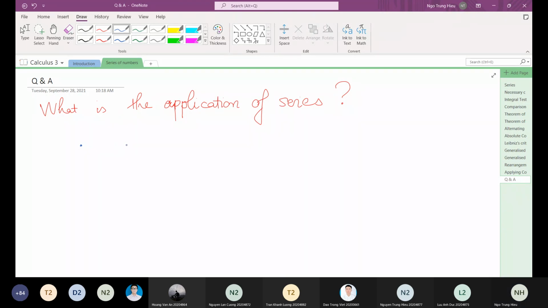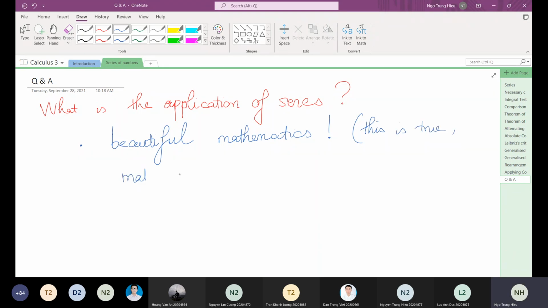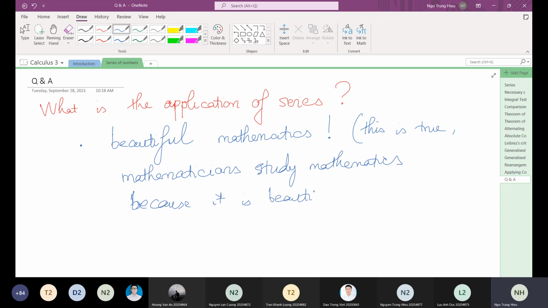I am a mathematician, right? So I would say that people study it because it is beautiful mathematics. It's true. Mathematicians study mathematics because it is beautiful. So this is one answer.